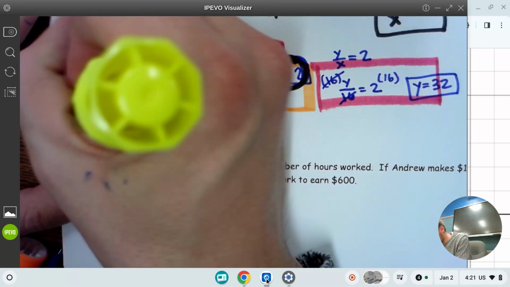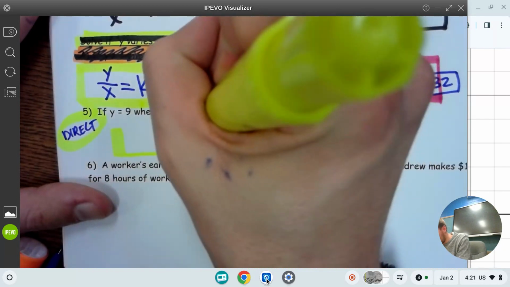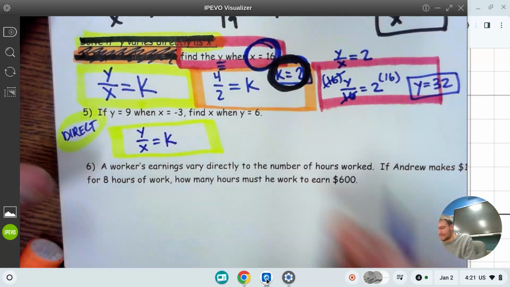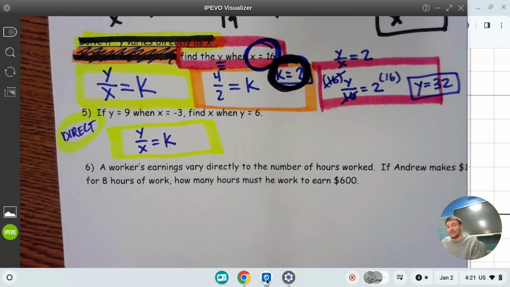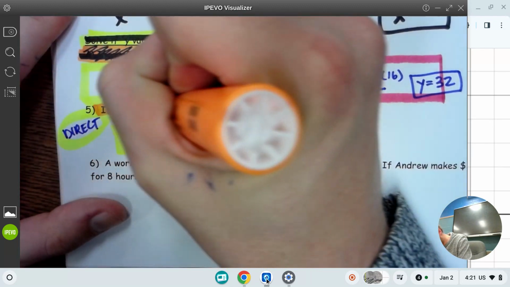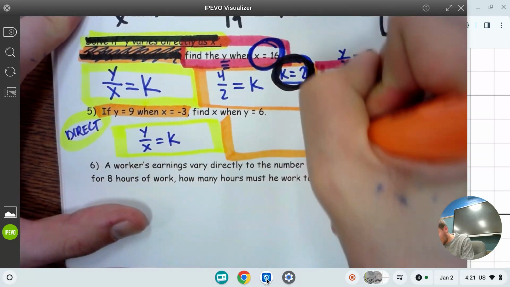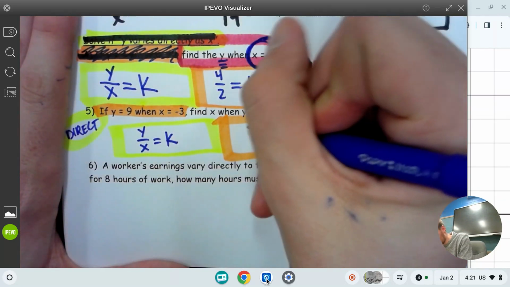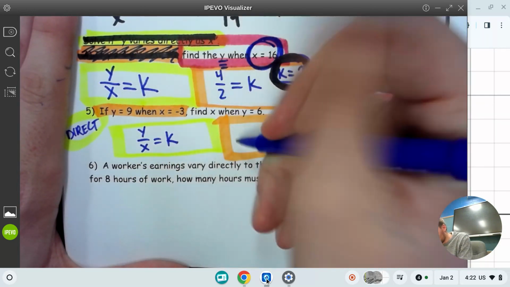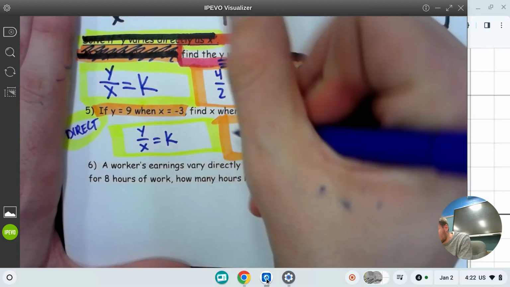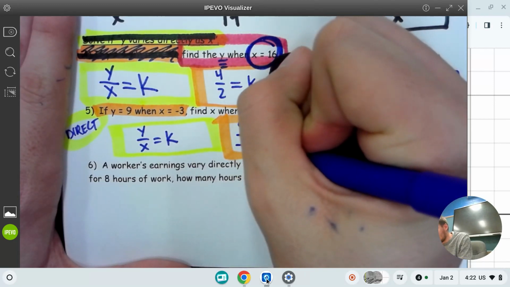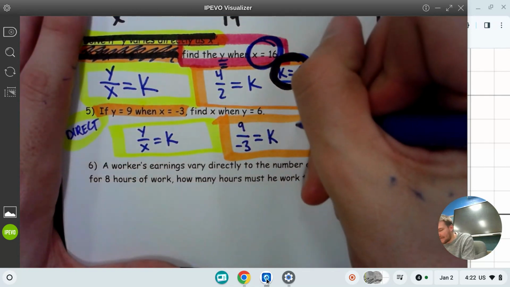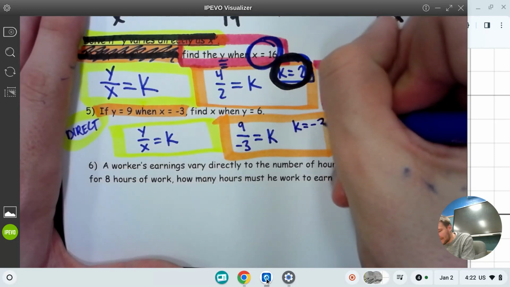So this first part where it says direct is going to give us the first part of the question, which is the easiest part, y divided by x equals k. Then there's a second part of the question, and the second part of the question is going to give us the second part of the answer. So, orange, for right now, temporarily, the y is 9 and the x is -3. That's going to be equal to k. And we can figure out that k equals -3.